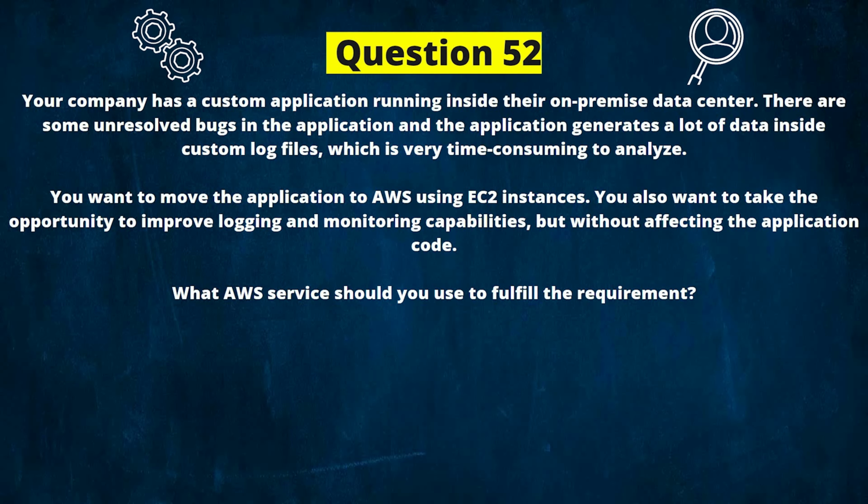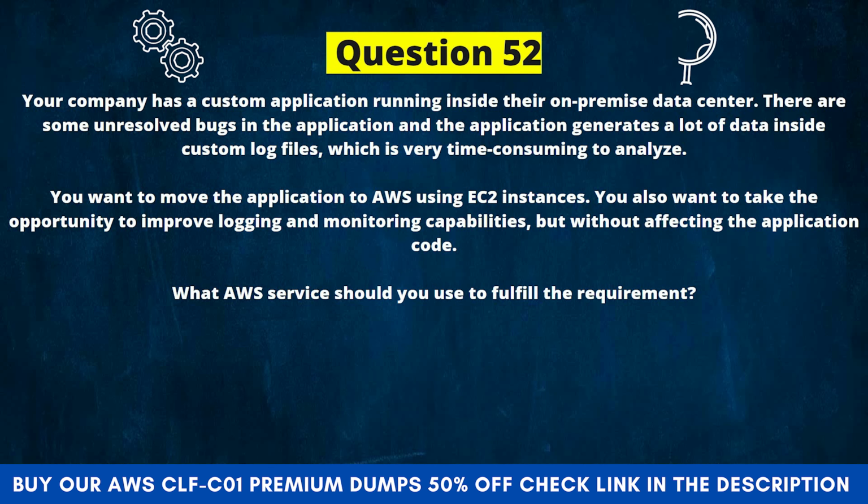Next question. Your company has a custom application running inside their on-premise data center. There are some unresolved bugs in the application, and the application generates a lot of data inside custom log files, which is very time-consuming to analyze. You want to move the application to AWS using EC2 instances. You also want to take the opportunity to improve logging and monitoring capabilities, but without affecting the application code. What AWS service should you use to fulfill the requirement?